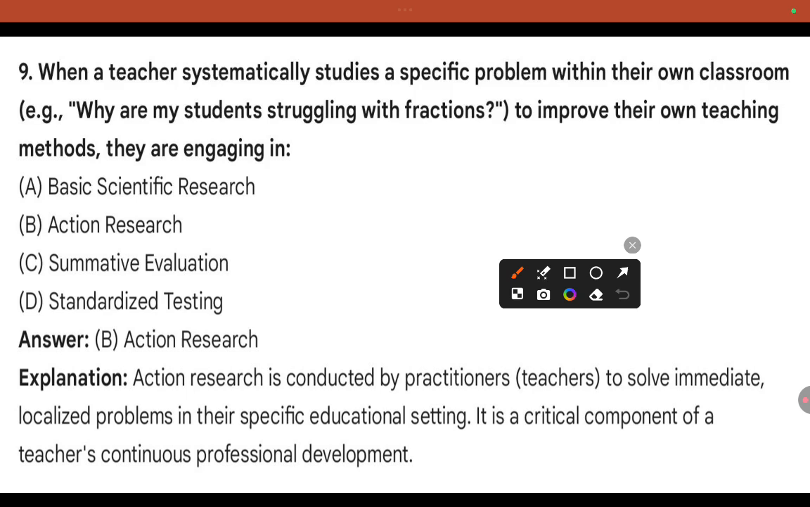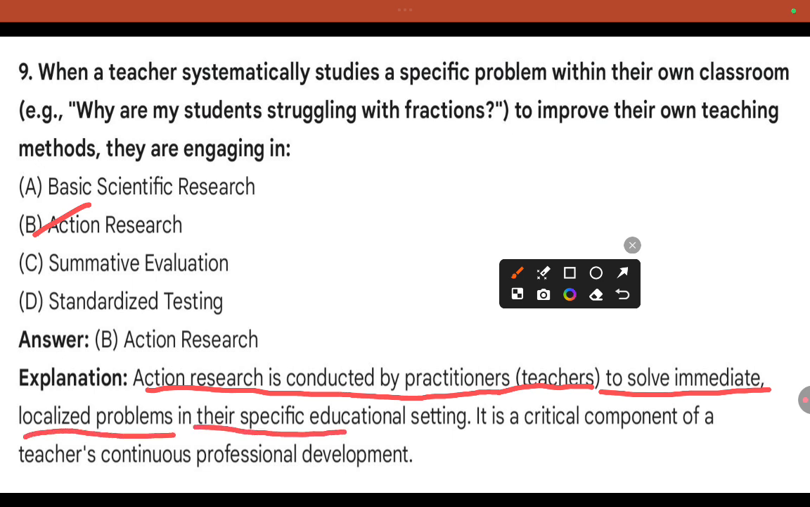basic scientific research, action research, summative research, or standardized test. So that is in the classroom. So that is about action research. What is that? Action research is conducted by practitioners such as teachers to solve immediate, localized problems in their specific education setting. It is a critical component of a teacher's continuous professional development.